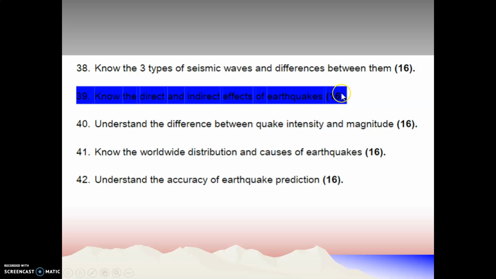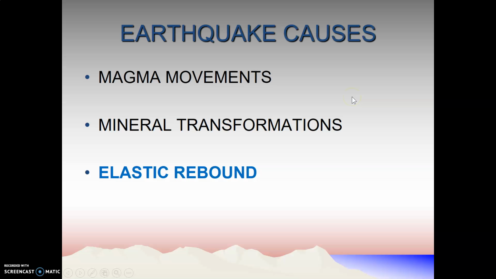I am striking this item from the list. So earthquakes are caused mainly by elastic rebound. Last week we were talking about 3 types of strain. We talked about brittle strain, we talked about ductile strain, and we mentioned elastic strain, but we said we weren't going to really talk about it much till today.